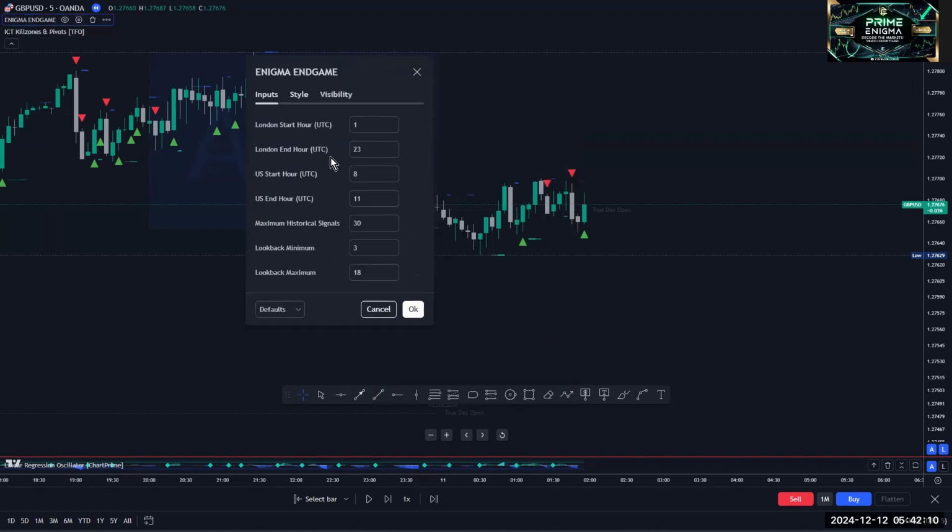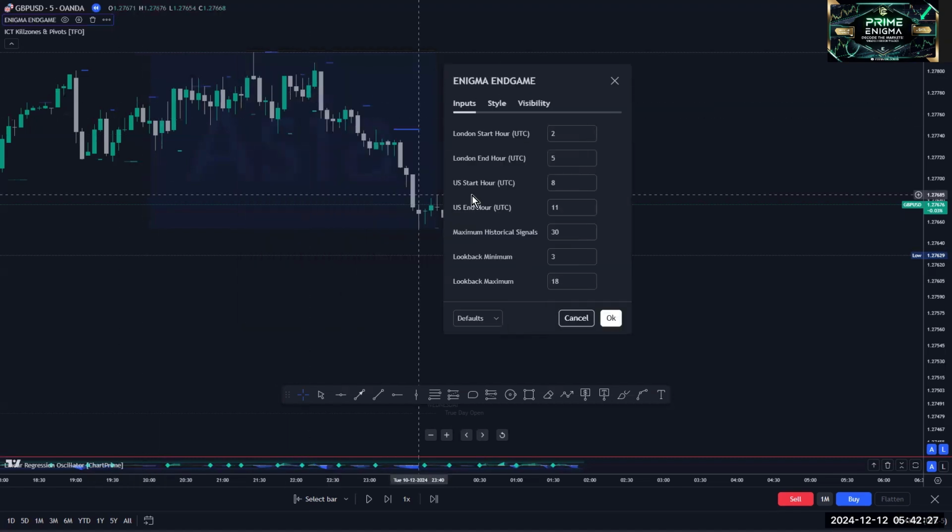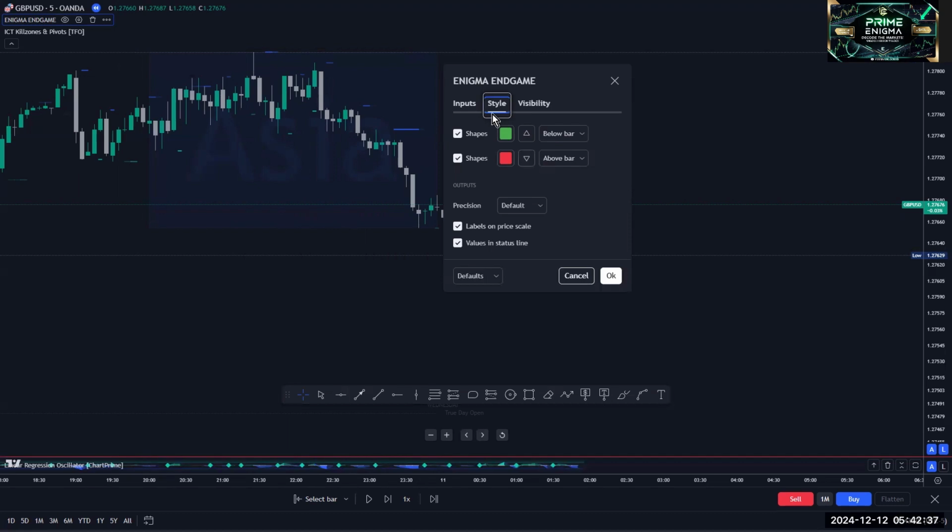Starting hour for London session. So obviously you can tweak this. So right now I put 1 to 23, so it gives every signal possible. But by default settings, you're going to have 2 and 5, which is based on the kill zone, right? So you see the arrows disappeared when I changed the times. And just show you quickly how I'm using it.